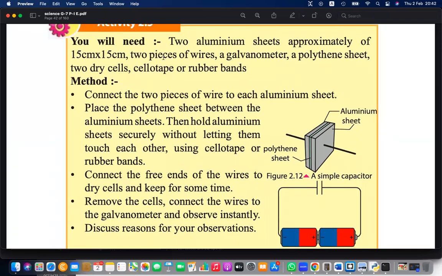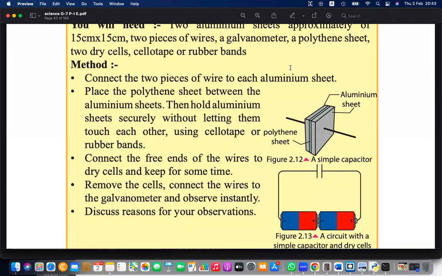Okay, so here what they suggest is to use 2 aluminum sheets of approximately 15 by 15 centimeters, 2 pieces of wire, a galvanometer to measure, a polythene sheet, 2 dry cells, sellotape and a rubber band. So what you are going to do is connect 2 pieces of wire to the aluminum sheets.